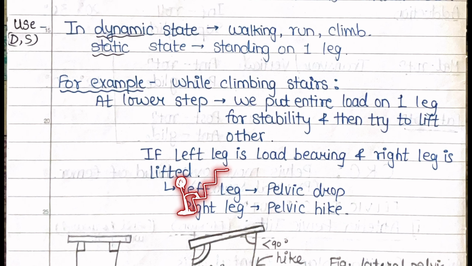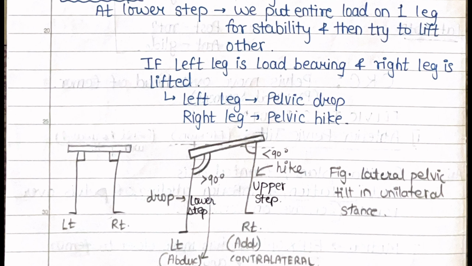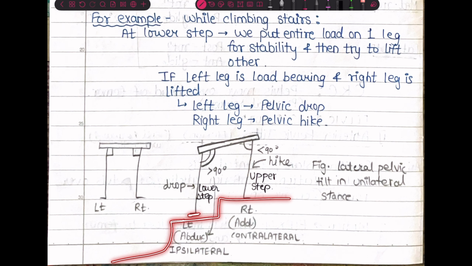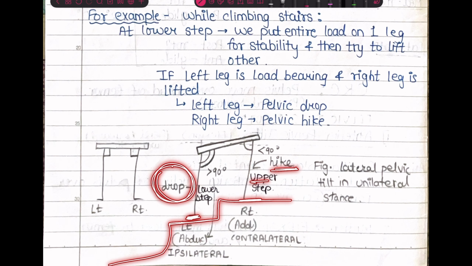Left leg is load bearing, and right leg is lifted. So this is the right leg which is lifted. Then the left leg goes into pelvic drop, as we can see in this diagram. Suppose these are the stairs, so this left leg was on the lower step, which is going under pelvic drop, and this is under pelvic hike, which is on the upper step.